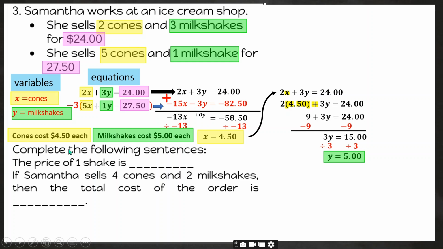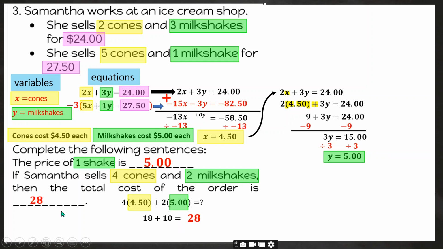So complete the following sentences. The price of one shake is, well, $5. If Samantha sells 4 cones and 2 milkshakes, then the total cost of the order is what? Well, now we know the cost of the cones, 4 cones, and we know the cost of the milkshakes. So 4 times 4.50 plus 2 times 5, what does that equal? Well, 18 plus 10 is equal to 28. So the total cost for 4 cones and 2 milkshakes is $28.